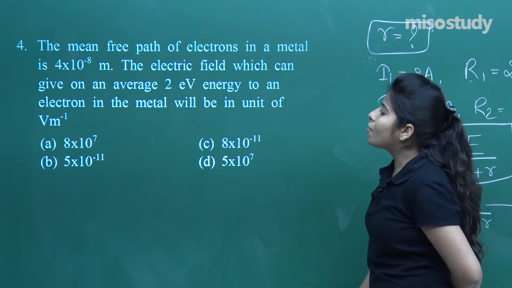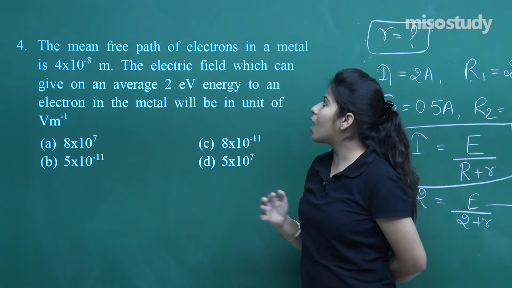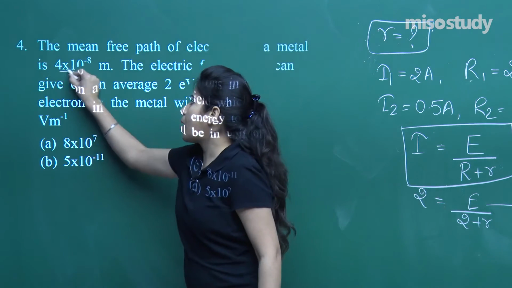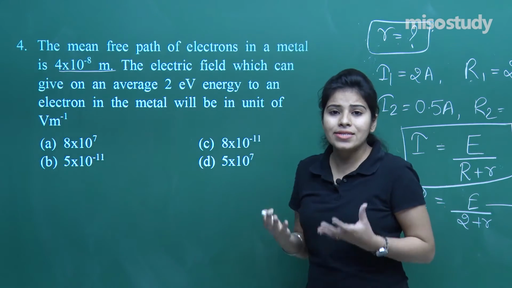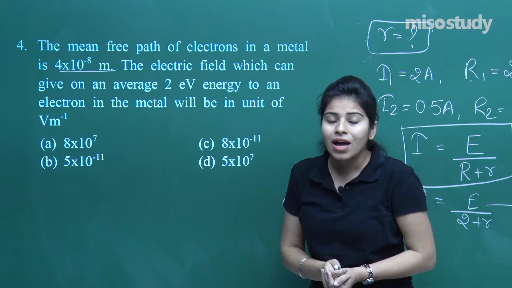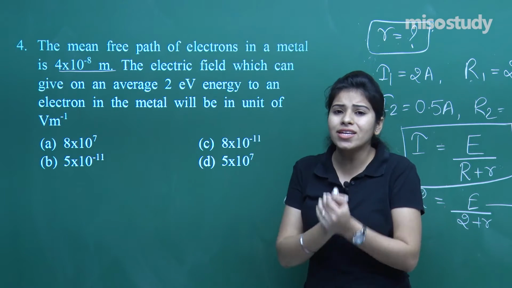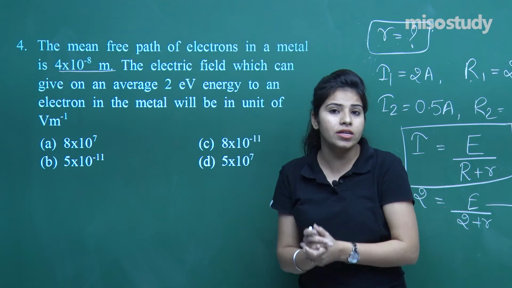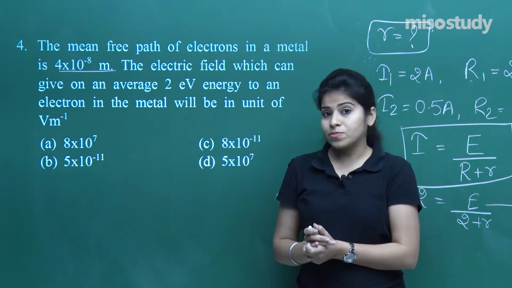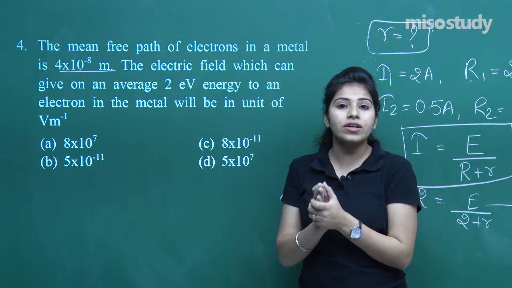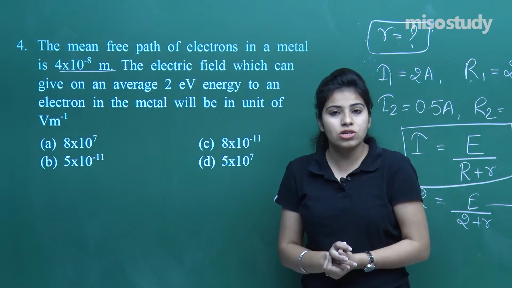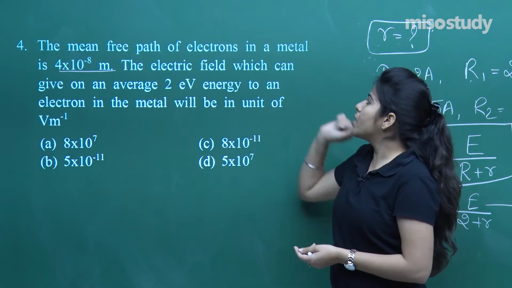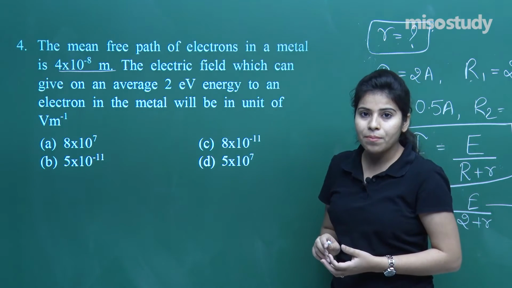In the question we have been given that the mean free path of the electrons in a metal is 4 into 10 raised to the power minus 8. I know that you are going to easily solve this question, because your concept has been cleared in the theory. If it is not, then it's not my fault. You have to first clear your concept and then catch the numericals, right? So the mean free path of the metal is 4 into 10 raised to the power minus 8.